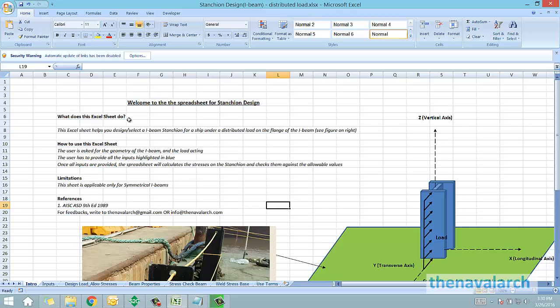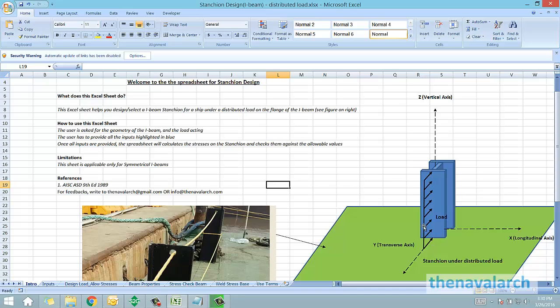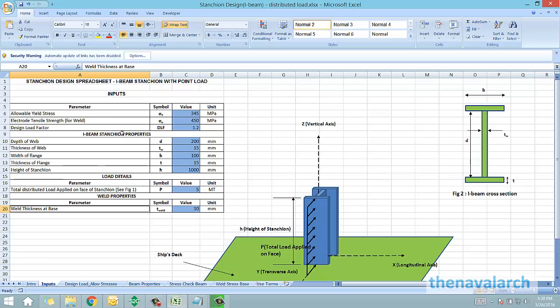The first spreadsheet is for the distributed load case. First we need certain inputs like the allowable yield stress, the weld strength and the design load factor. Then we need the properties of the I-beam, which are simple properties like the dimensions of the I-beam and then the load details. For the load, the total load applied on the face is what is needed. The last type of input is the weld detail.